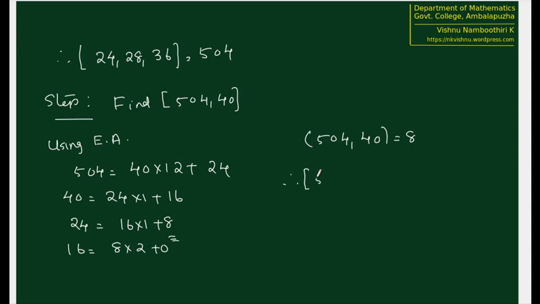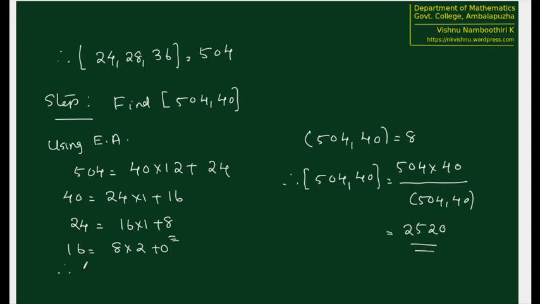Therefore the LCM of 504 and 40, we can take the product divided by the GCD. 504 times 40 divided by 8, and 40 divided by 8 is 5. Therefore we get the final answer to be equal to 2520. So finally the LCM of 24, 28, 36, 40 is equal to 2520.